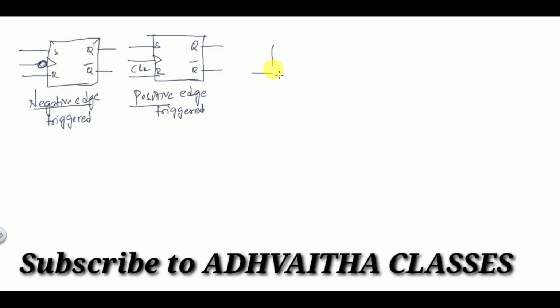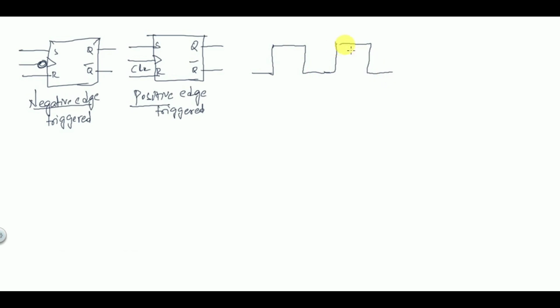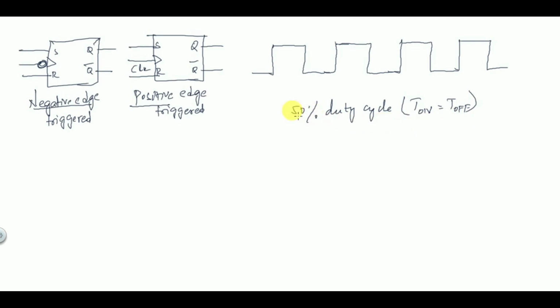The clock is a 50% duty cycle square waveform. Very important, so you have to remember the terminology. 50% duty cycle means T on is equal to T off; in terms of negative and positive, the negative cycle area is equal to the positive cycle area. This is the clock signal like this.